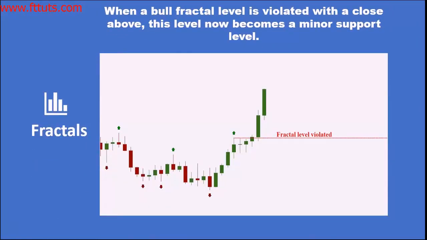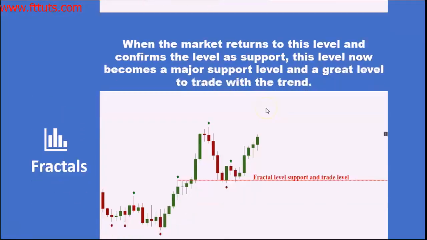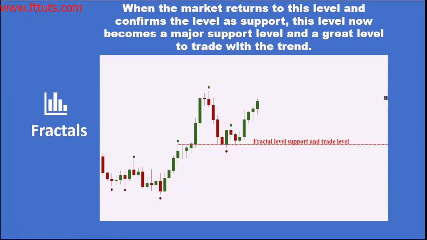When a bull fractal level is violated with a close above, this level now becomes a minor support level. So this level was violated and it now becomes a minor support level. Before the market broke through here, it was a minor resistance level. Now it's a minor support level. When the market returns to this level and confirms the level as support, this level now becomes a major support level and a great level to trade with the trend.